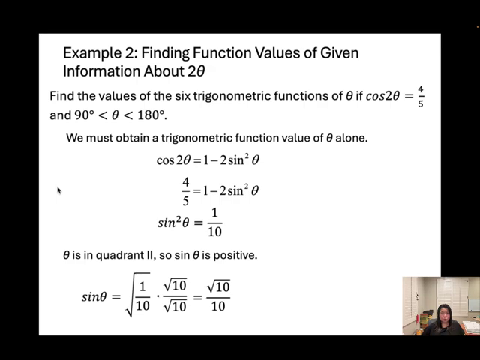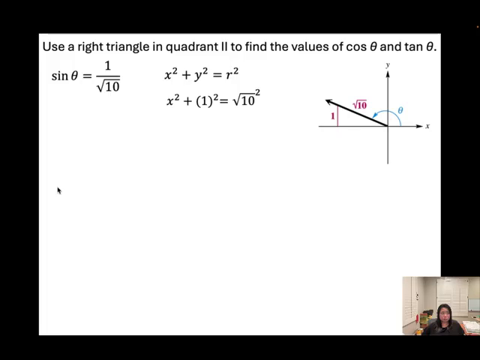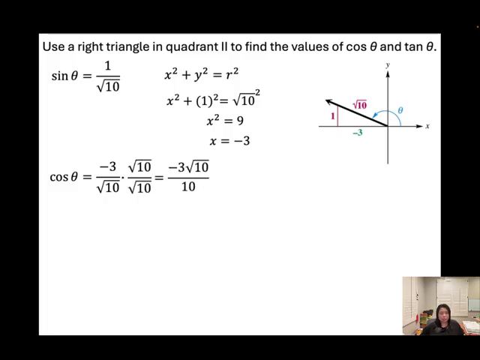We need to find the 6 trigonometric functions. Okay, so sine theta equals 1 over square root of 10. I try to graph the picture here. And then we're gonna figure out what is my x here. So plug it in. You should get x equal to -3 since this is in quadrant 2. So x is equal to -3 here. So cosine theta, that will be -3 over root 10. Rationalize. So you should get -3 root 10 over 10.